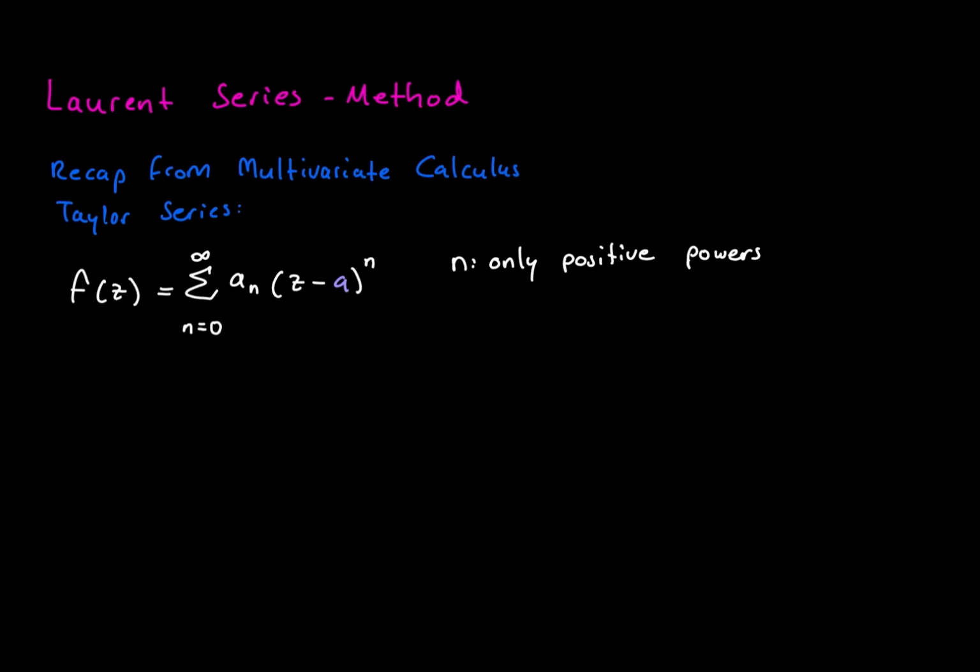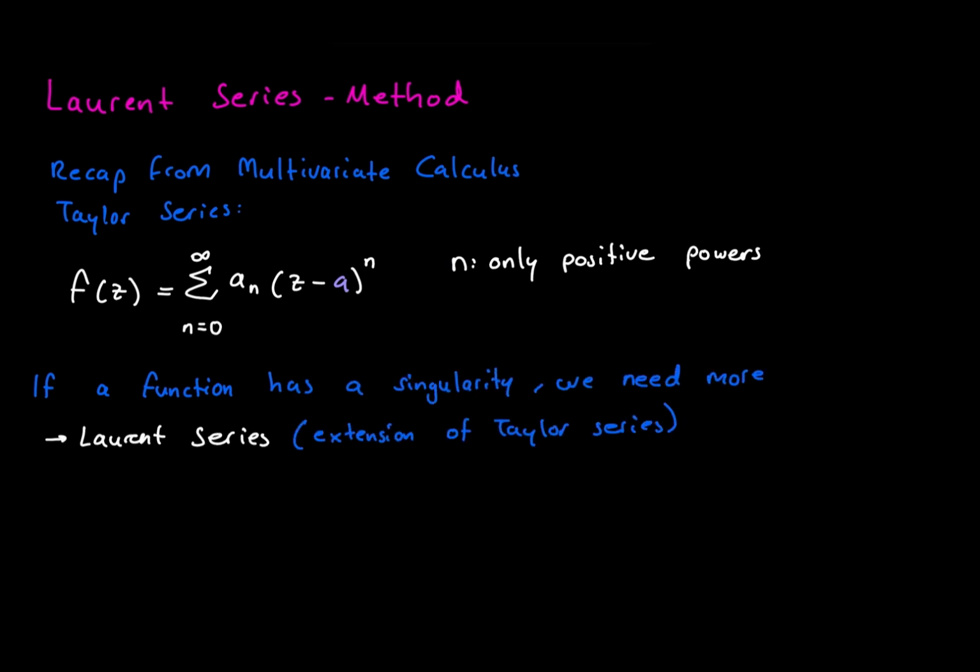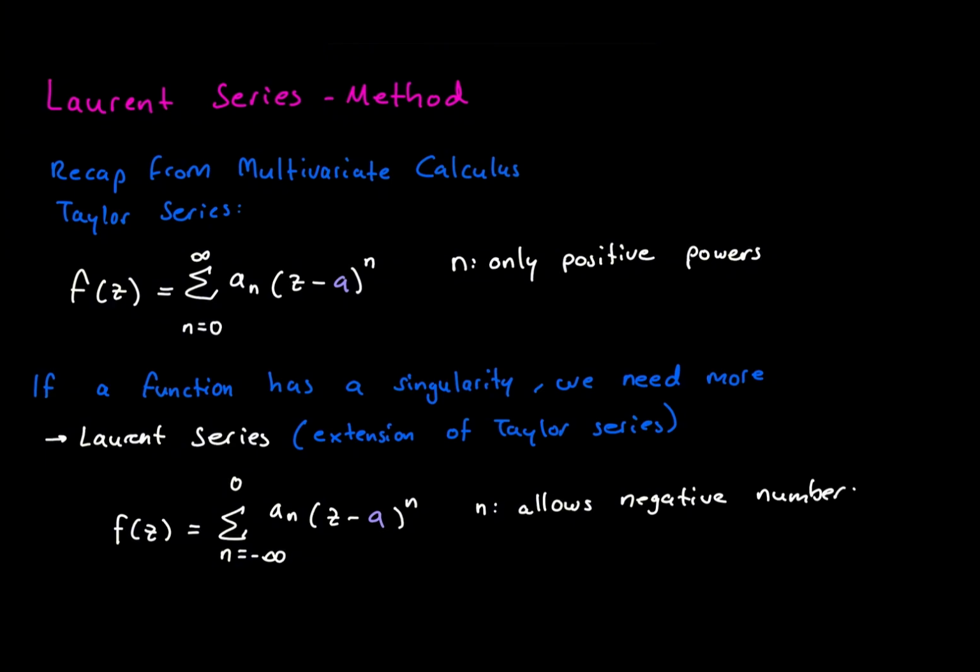Now comes the key idea. Sometimes Taylor is not enough. If the function has a singularity, Taylor fails. So we extend it. Laurent series allow negative powers. So now we can have both positive and negative powers. A good way to remember this is Taylor goes forward, Laurent goes forward and backward.